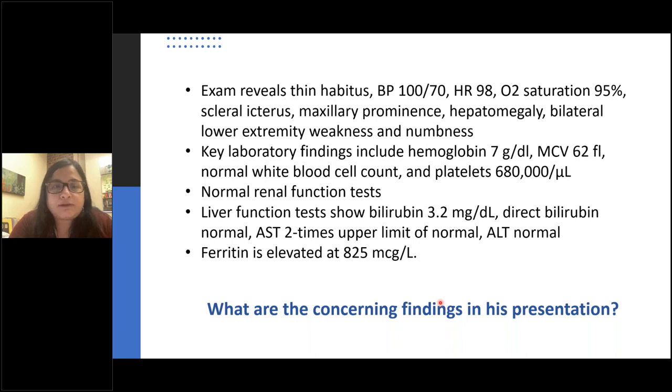His key laboratory findings for today's discussion include a hemoglobin of 7, an MCV of 62, a normal white blood cell count, and a platelet count of 680. He has normal renal function tests, and his liver functions show an elevated bilirubin at 3.2, direct bilirubin is normal, AST that's 2 times the upper limit of normal, and an ALT that's normal. His ferritin is also elevated at 825. So what are the concerning findings in the presentation of this gentleman?